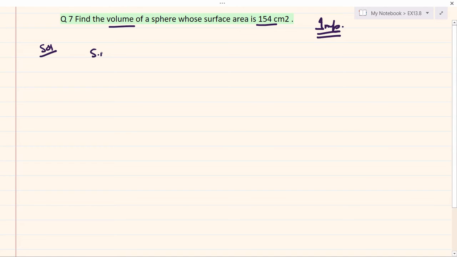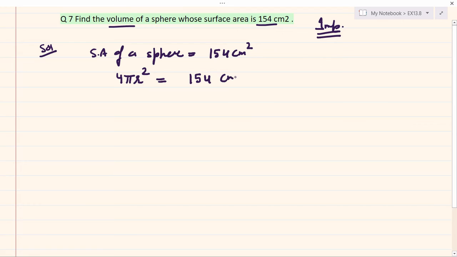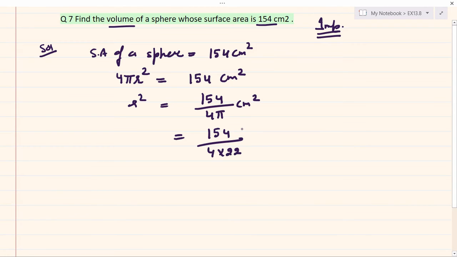So here I will write down: surface area of a sphere is 154 centimeter square. What is the formula for the surface area of a sphere? It is 4 pi r square, right? So this is 154 centimeter square. So r square equals 154 upon 4 pi, right? Now I will replace the value of pi over here. So this is 4 into 22, and 7 will come in the numerator.